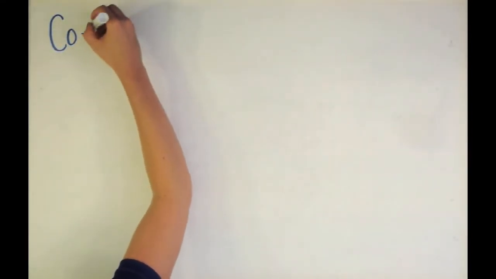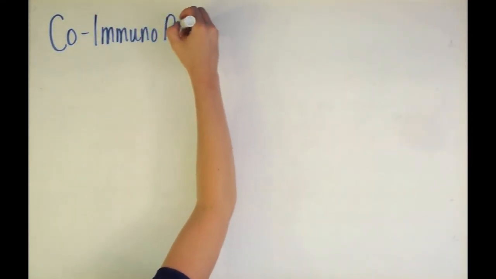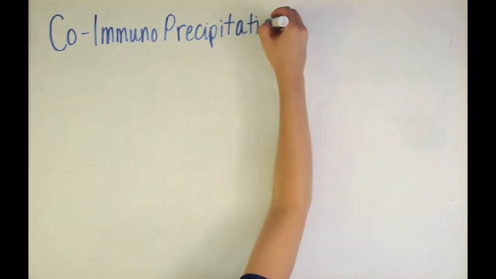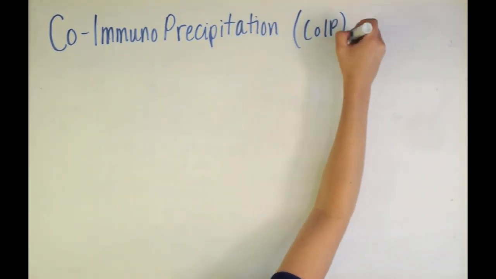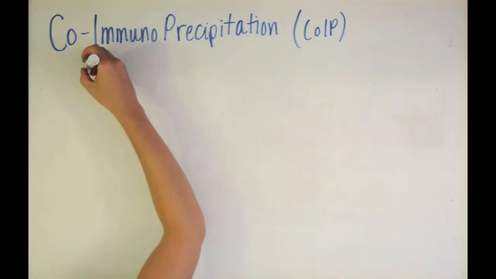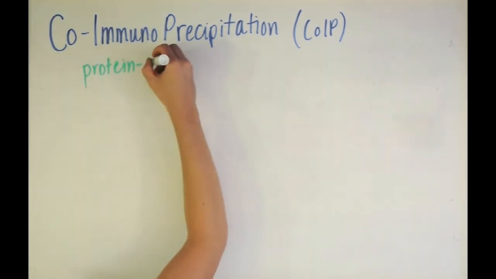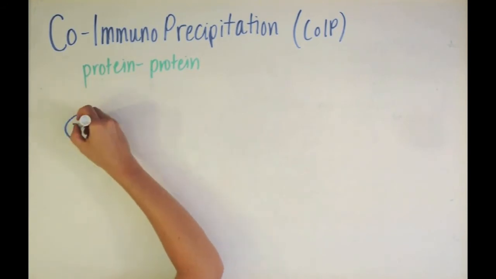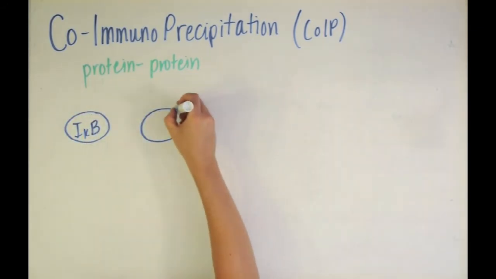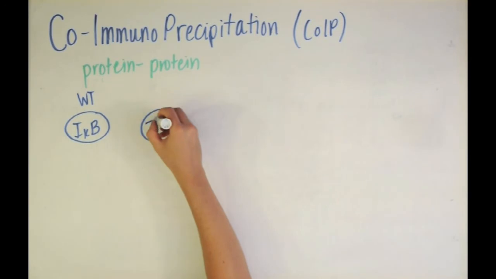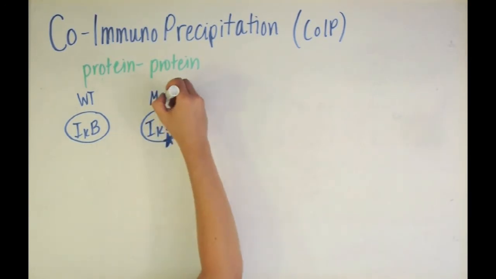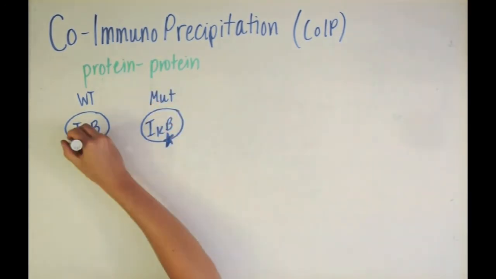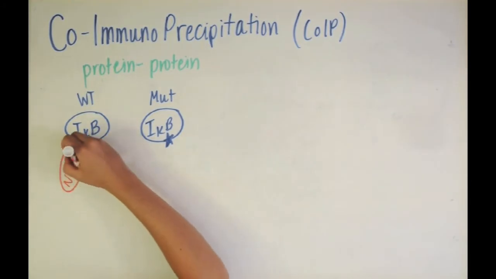Western blots are also used in co-immunoprecipitation, or co-IP, a technique used to study protein-protein interactions. Let's return to NF-kappaB to illustrate this method. Say you're investigating a particular mutation in I-kappaB, the protein that prevents NF-kappaB from entering the nucleus. You hypothesize that this mutation prevents binding of I-kappaB to NF-kappaB, and you decide to test this idea using co-IP.